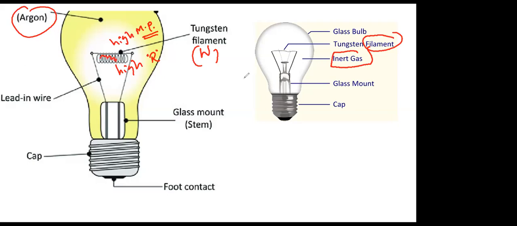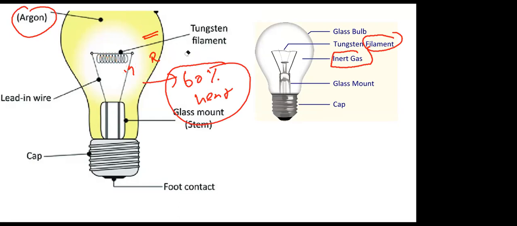Okay. But the main problem with tungsten is that you get nearly 60% heat rather than light. We don't need heat from the lamp, we need only light. But here 40% will be light, 60 to 70% heat. From a normal filament bulb, we need light, but it emits heat nearly 60%. So around 40% you get light. That means very low efficiency.